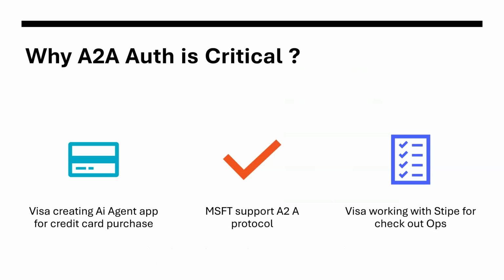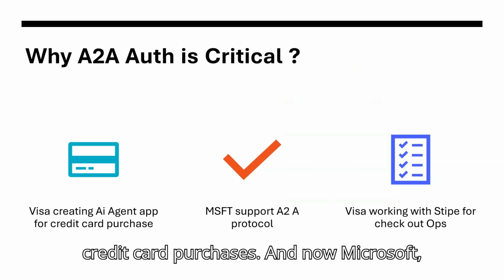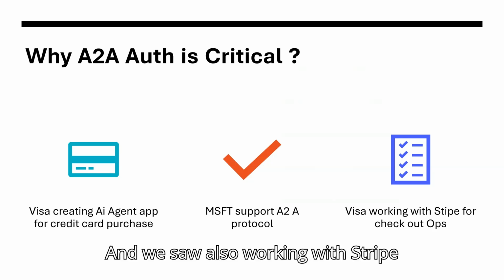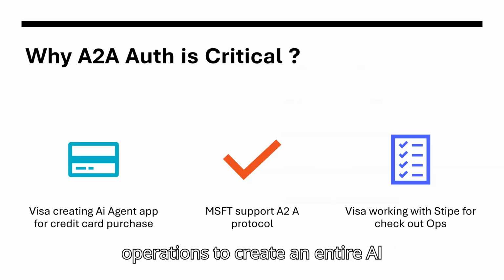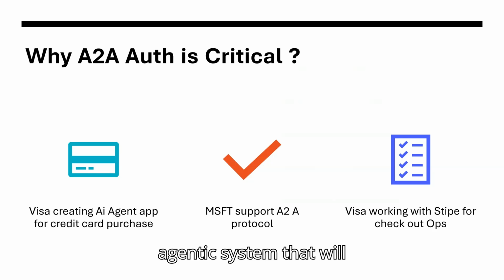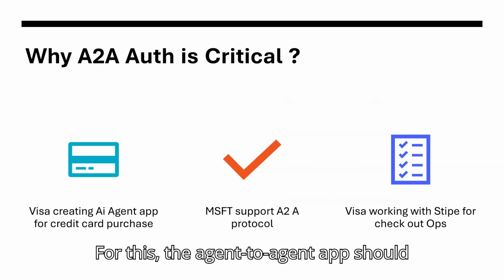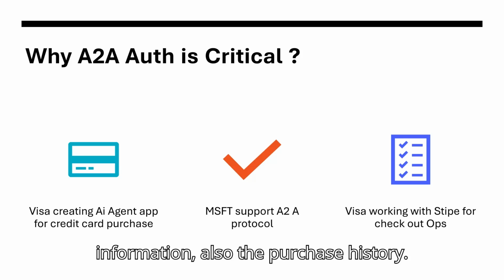One is Visa, which is creating an AI agent app for credit card purchases. And now Microsoft, which is a competitor of Google, is supporting the A2A protocol. And Visa is also working with the Stripe payment gateway for checkout operations to create an entire AI agentic system that will automate all the purchasing information. For this, the agent to agent app should have the customer credit card information, also the purchase history.